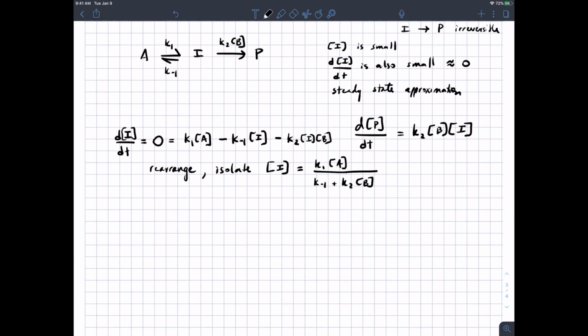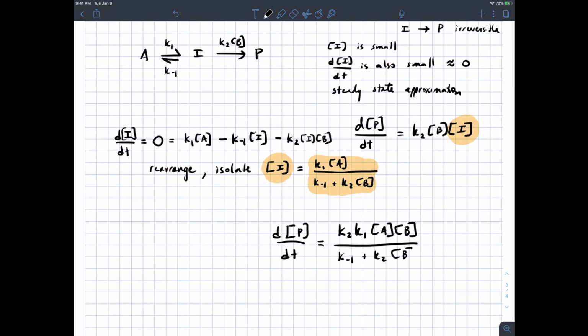Okay? And now we can take what we've discovered for what the concentration of I is and plug it back in there. So now our appearance of product no longer requires us to know anything about I. It is simply this, K2 times K1 times the concentration of A times the concentration of B divided by K minus 1 plus K2 times the concentration of B. All right.